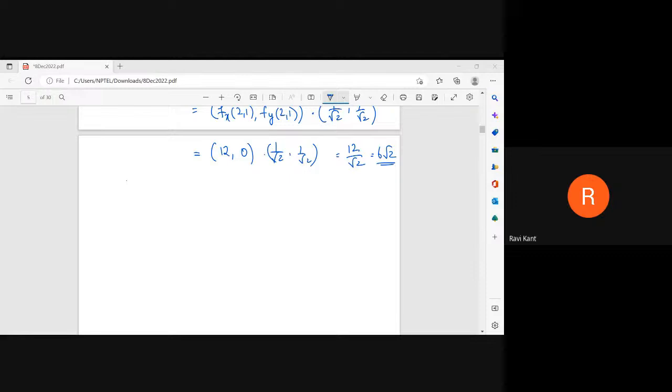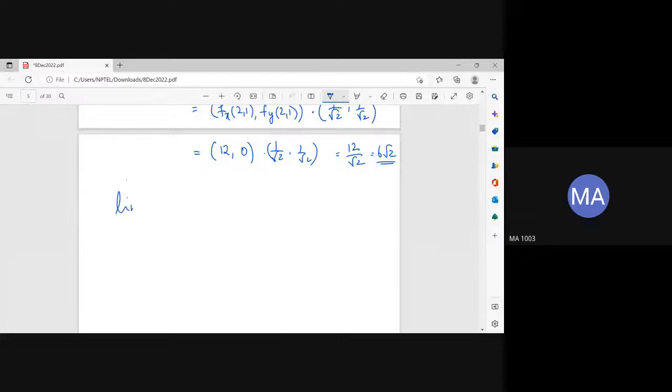That differential has to exist, and it should be continuous. That is, the limit as (x, y) goes to (a, b) of fx(x, y) should be equal to fx at (a, b). Only then it is continuous, right? Yes, ma'am. The limit should be equal to the value of the function. Only then it is continuous.